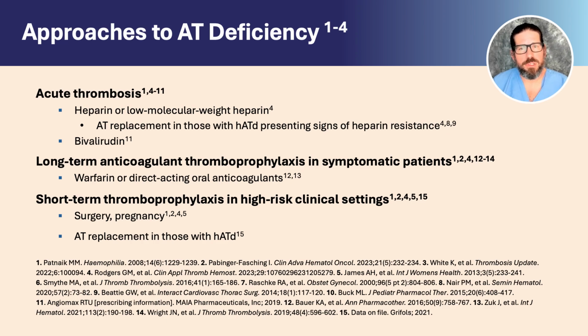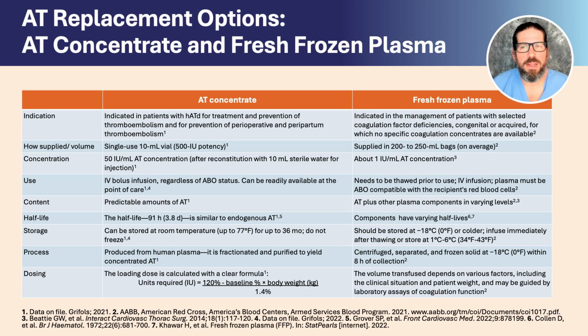Clotting risks are increased in both surgical patients and during pregnancy. The FDA has approved antithrombin concentrate for the prevention of perioperative and peripartum thrombosis in patients with hereditary antithrombin deficiency. Antithrombin concentrate and fresh frozen plasma are commonly used for the replacement of antithrombin.